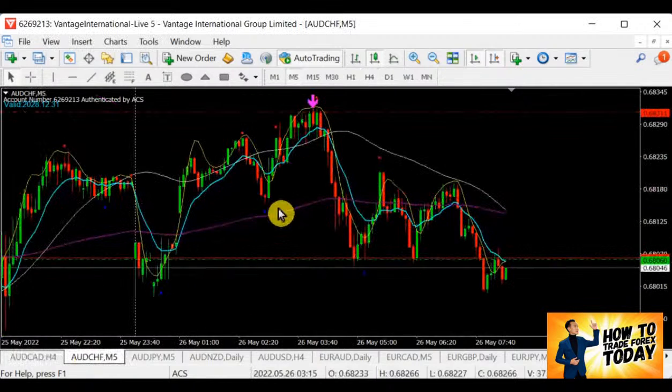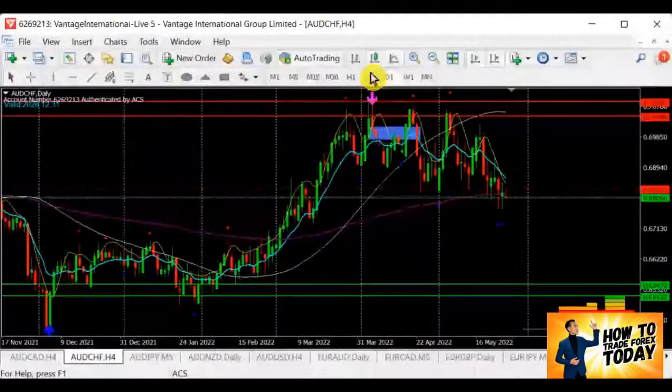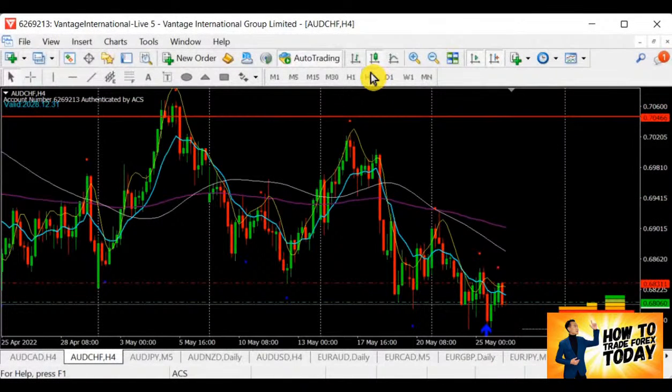How about Aussie franc over here? Same thing, we are in the selling. We are in the bear, going to sell. Looking at Aussie franc, this is good. The selling, the resistance stays the same.